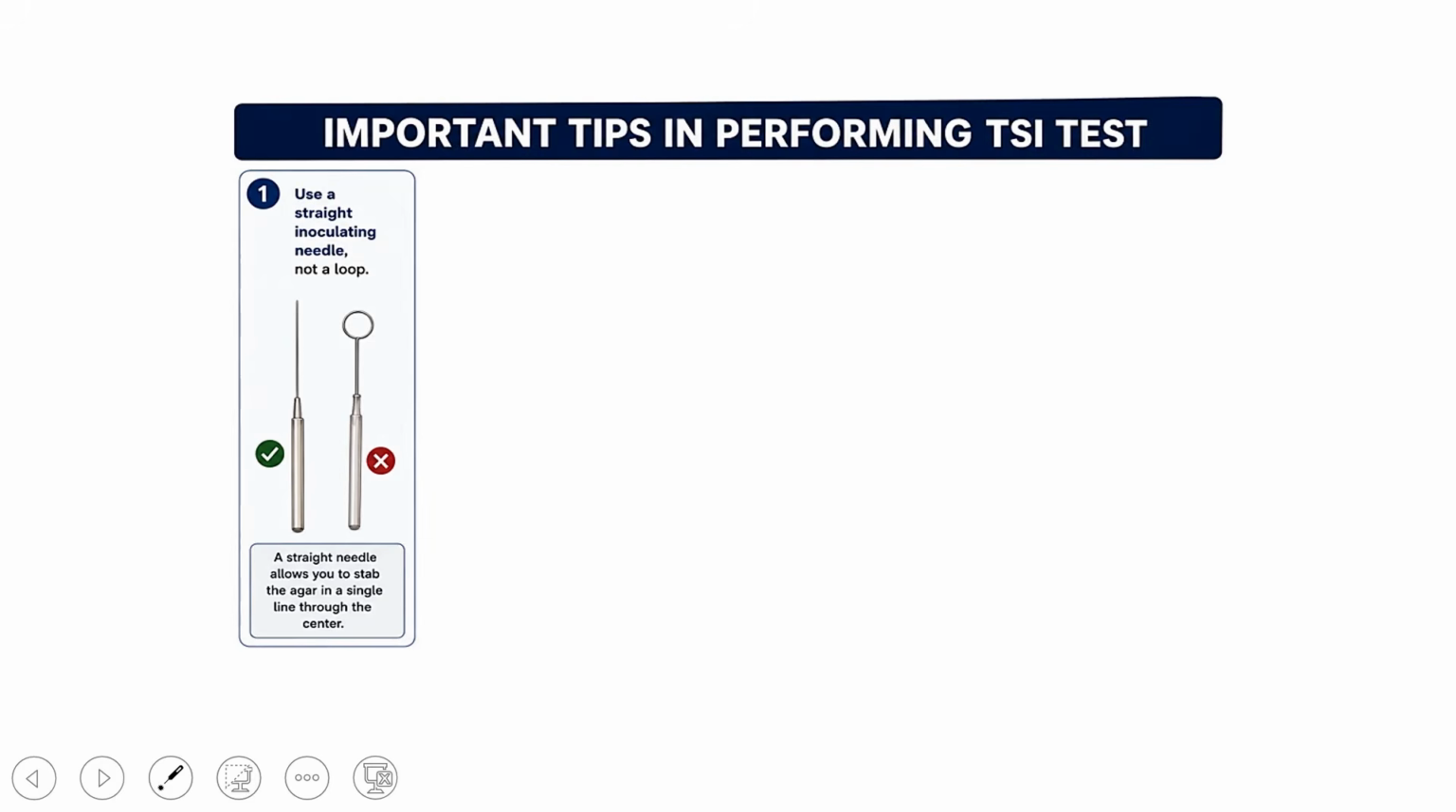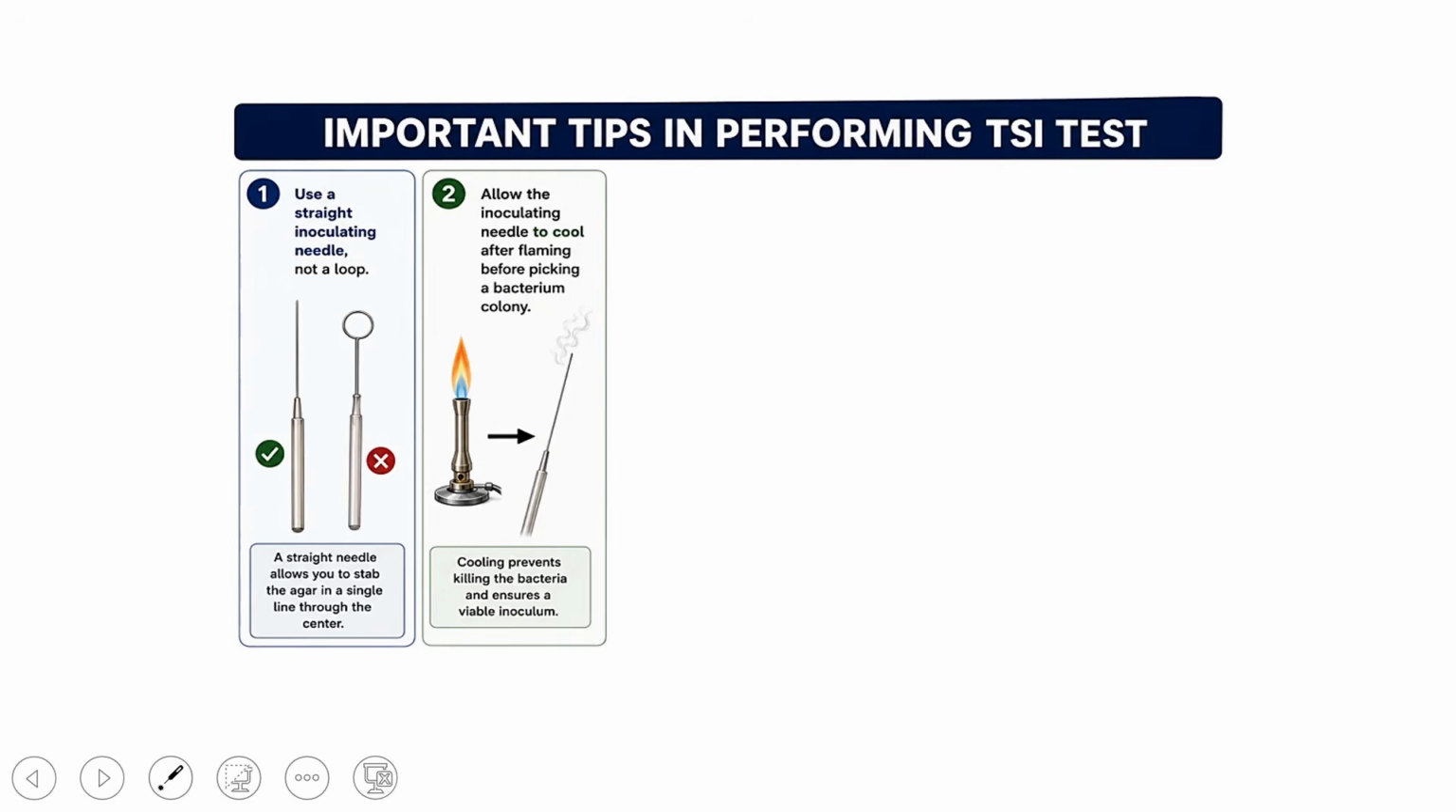Let's look at some important notes or tips in performing the TSI test. 1. Use a straight inoculating needle and not an inoculating loop. This is because a straight inoculating needle allows you to stab the agar in a single line through the center. 2. Allow the inoculating needle to cool after flaming before picking a bacterial colony. This is because cooling prevents killing the bacteria and ensures a viable inoculum.